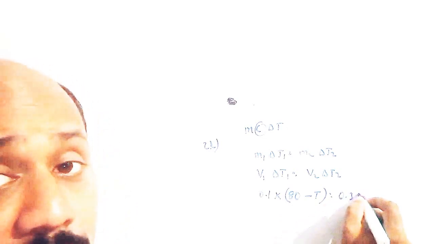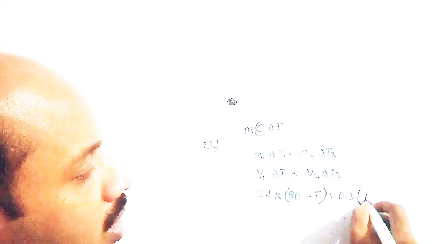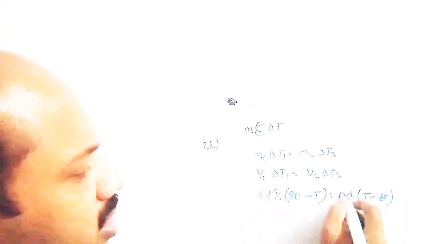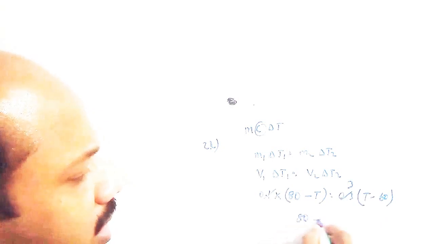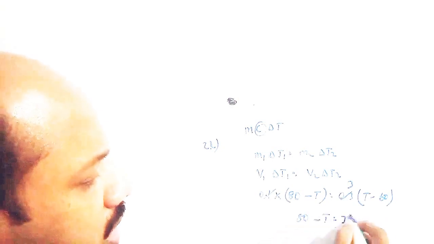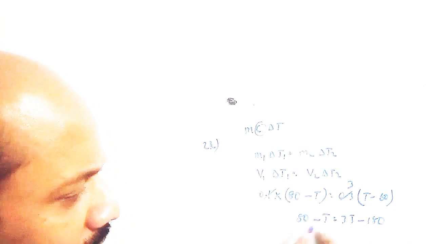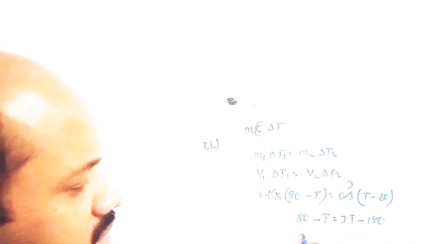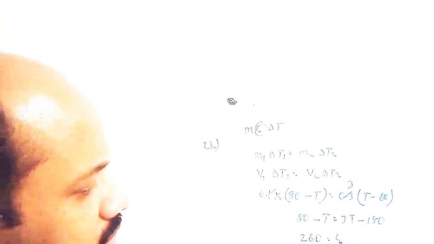Delta T1 is 80 minus the new temperature T, which I don't know yet. Now V2 is 0.3, and it is the cold body, right? Then the new temperature T minus 60. So 0.1 to 0.3, that is 1 to 3. 80 minus T is equal to 3T minus 180. Taking these to the two sides, 180 plus 80, that is 260, equal to 4T. T is equal to 260 by 4, that is 65 degrees Celsius.